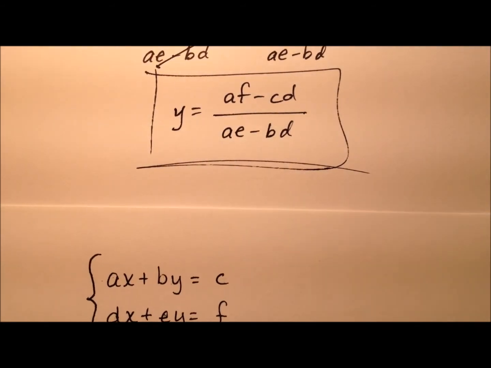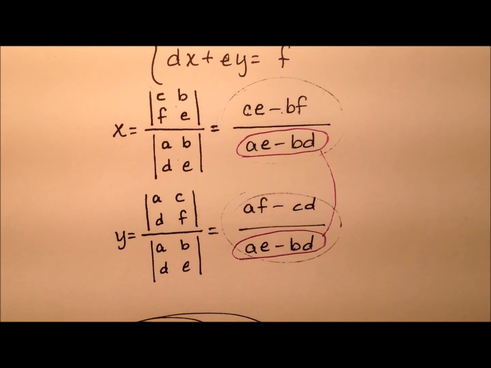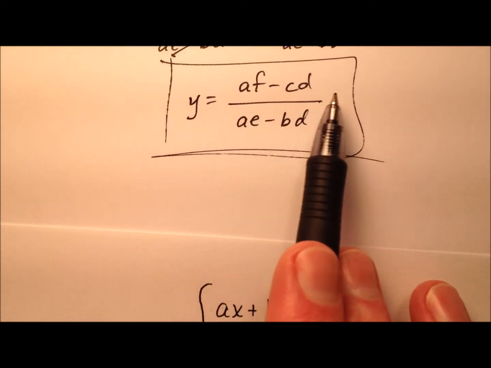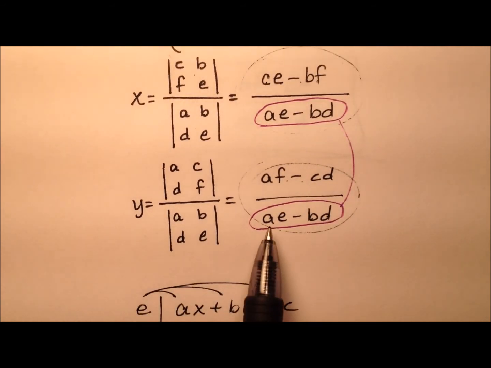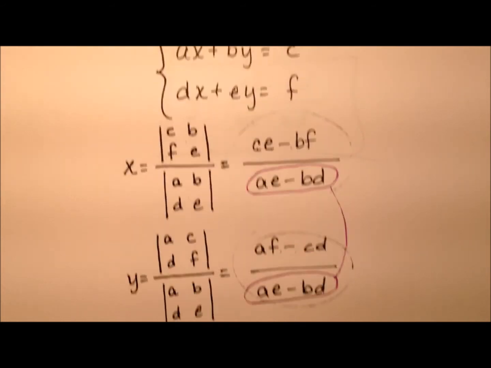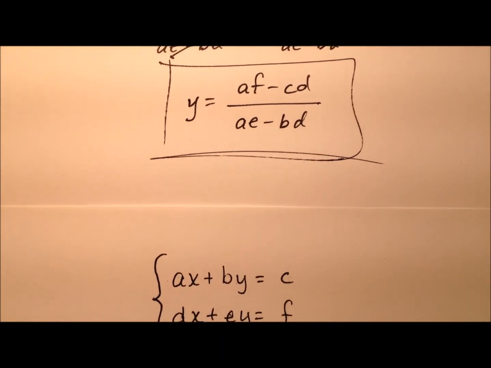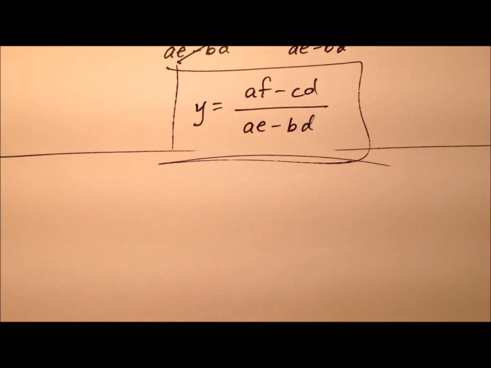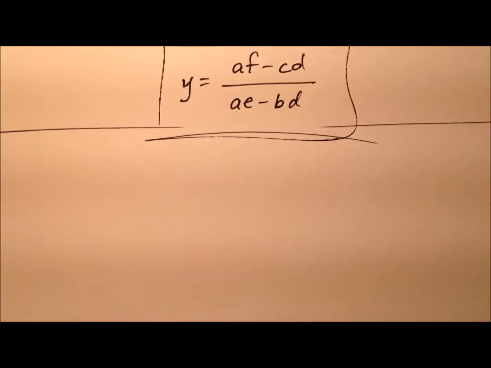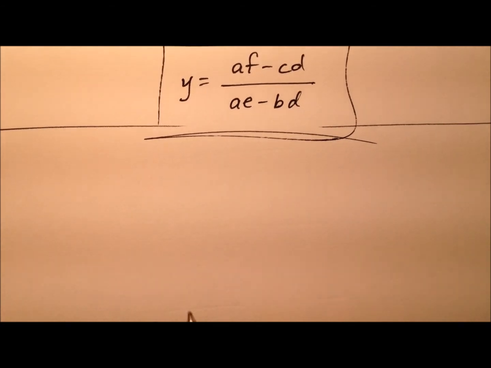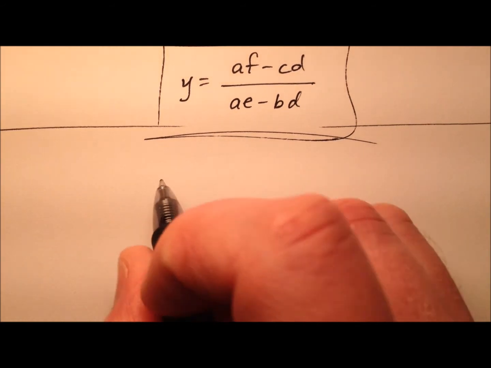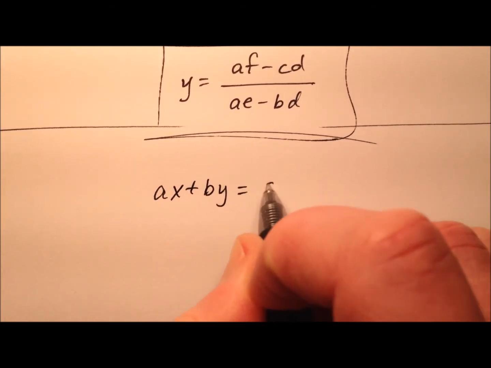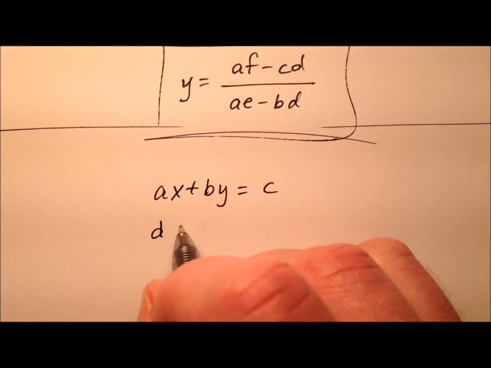Let's look back, and we can see that my value of y has af minus cd, and then of course we have this denominator ae minus bd. So now we know by elimination where all these values come from, but let me show you a simpler way to find these determinants. We're going to go back again and start with our general equation here.